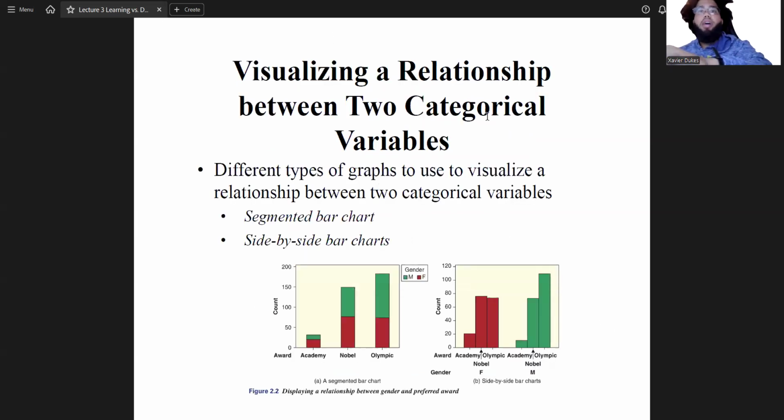Visualizing a relationship between two categorical variables. So this would be an example of a histogram versus a bar chart, okay?